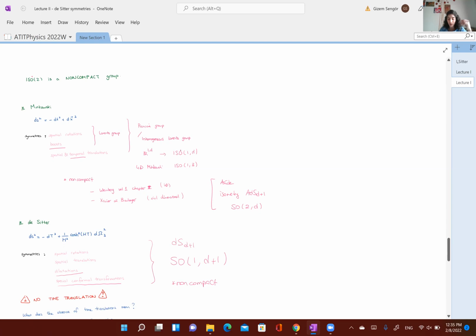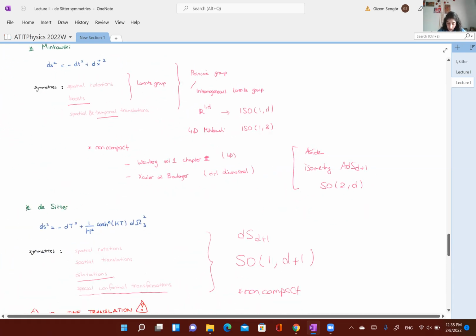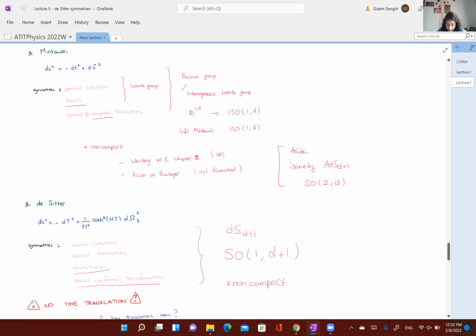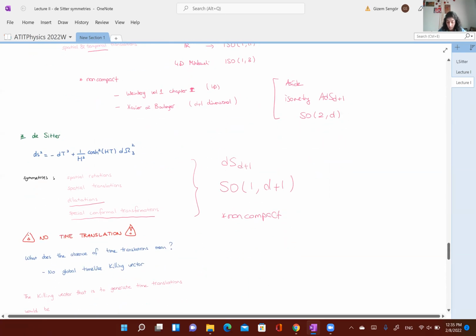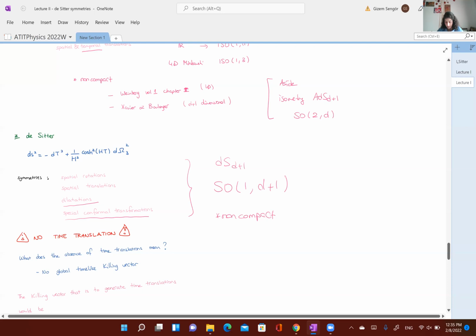different nature. So we always learn about the Lorentz group just based on boosts and spatial rotations, but this is just one example of a bigger family. The most important thing to notice is the lack of time translations. Now, what does this mean? In a practical way, it means there is no global time-like Killing vector.